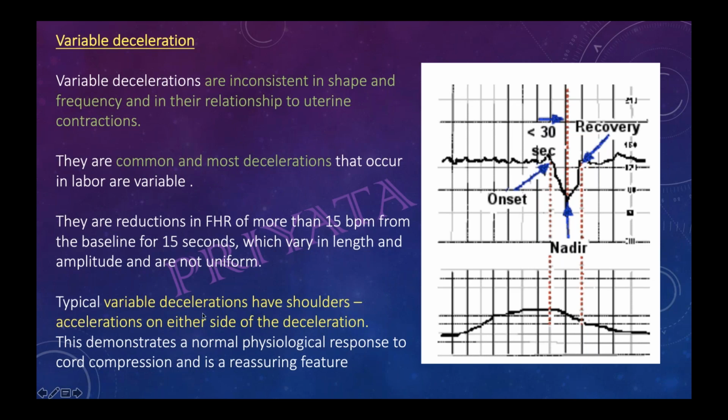Variable deceleration usually occurs because of cord compression. On either side of the deceleration, there is a small increase in the baseline. These are shoulders. If this shouldering is present, then we are happy, because it demonstrates a normal physiological response to cord compression. Like these are shoulders.